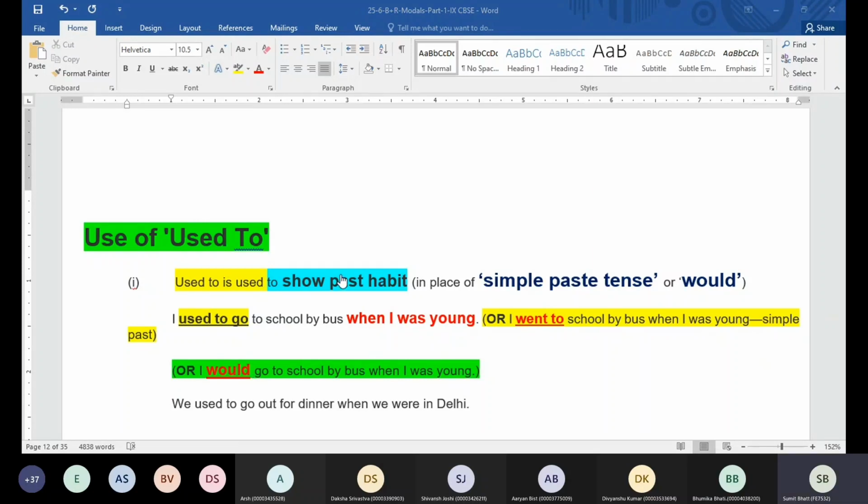All right. One more sentence we have. We used to go out for dinner when we were in Delhi. So we are saying in the past we used to do this. We can also say we would go out for dinner when we were in Delhi, or we went out for dinner when we were in Delhi. So either way it is going to be correct.